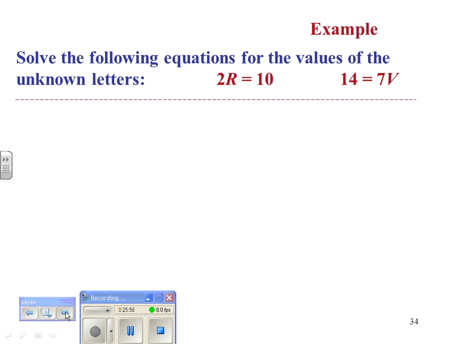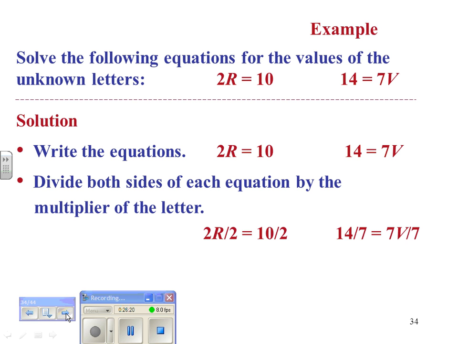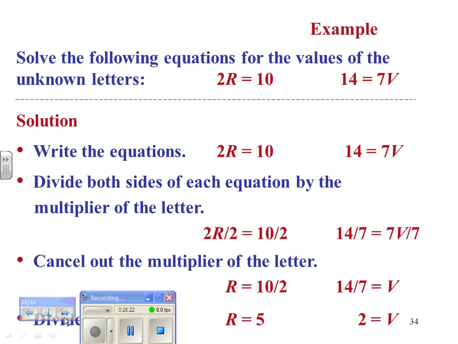Okay, solve the following equation. 2r is equal to 10. What happened here? R is equal to 5. What is this? 14 is equal to 7. Oh, that's a different question. Sorry. Okay. Kind of confused me for a minute.